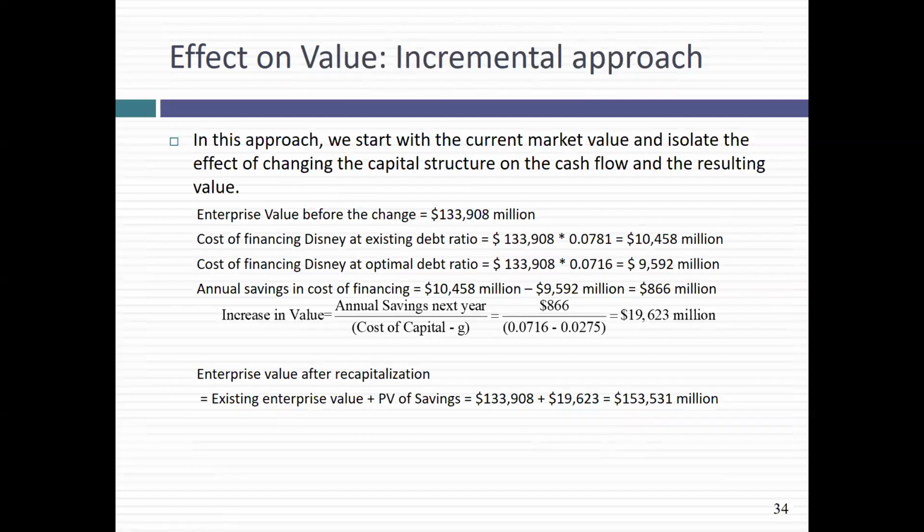We're going to, again, plug this into a perpetuity. We're going to assume that we get this money next year, and in perpetuity, and it's going to grow at 2.75%, the long-term growth rate. Divided by the new cost of capital, that would increase the value of the firm by $19,623. The enterprise value after recapitalization is going to be the existing enterprise value plus the present value of the savings. How much are we saving that we didn't have before? So we're going to find that the new value is 153.